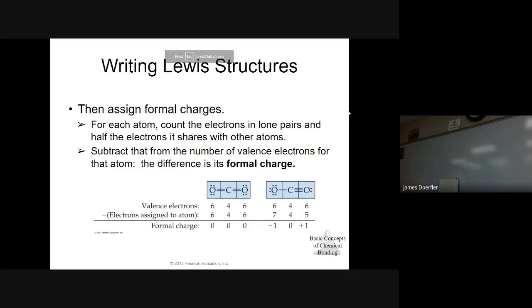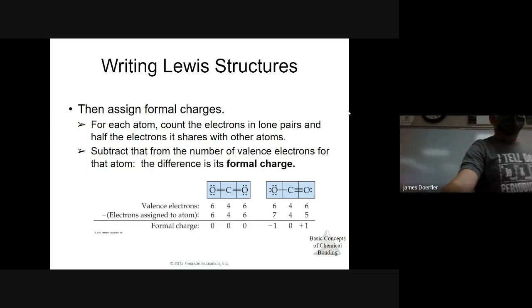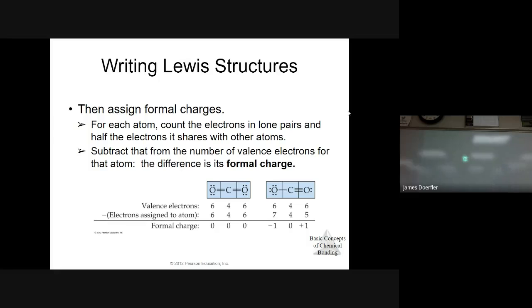All right. So what we are going to talk about today is a continuation of Lewis structures. Any questions on Lewis structures from yesterday? No? Okay.